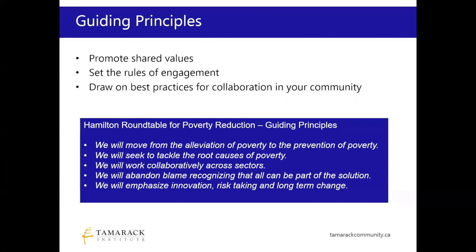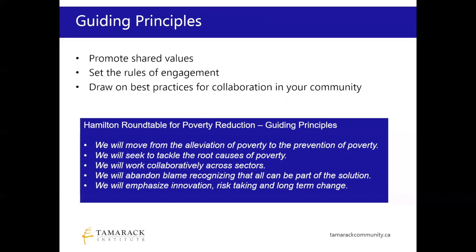The first one really says, okay, we're not focusing on making the poor better off. In fact, what our work is all about is the net decline of the number of people who are poor in our community. So it's really trying to focus on seeing a net decline. They want to tackle the root causes of poverty. They want to work collaboratively across sectors. And I think the fourth principle is a really interesting one. They say that they will abandon blame, recognizing that all people can be part of the solution.